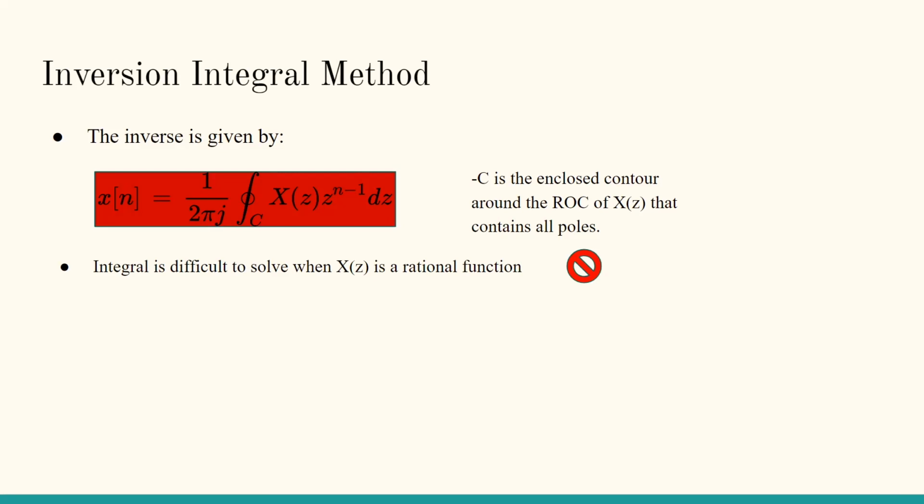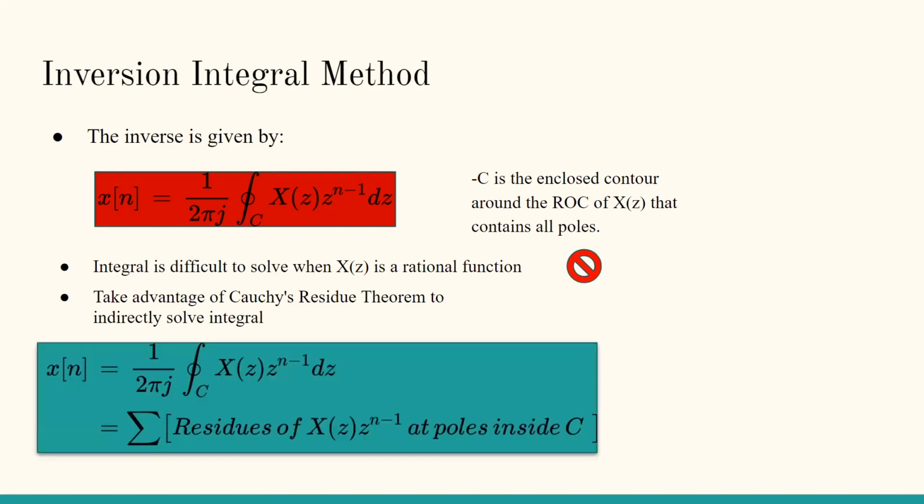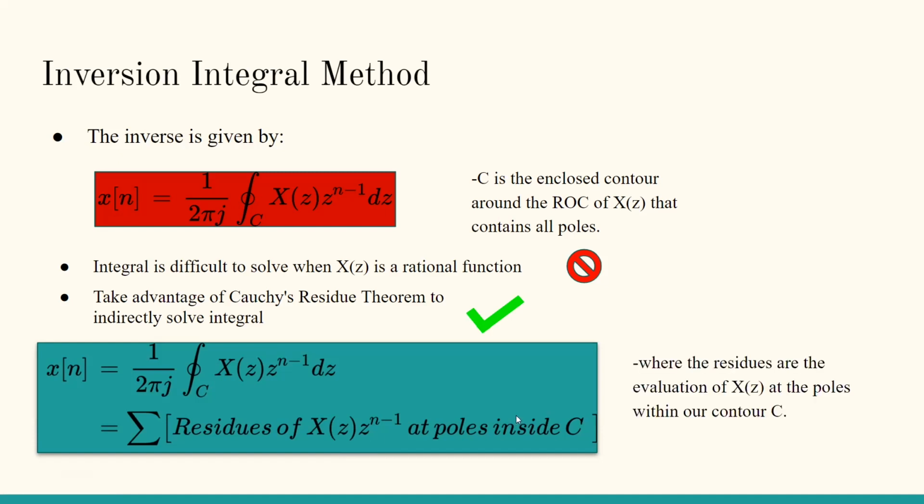And how do we simplify it to actually use this method? We can take advantage of Cauchy's residue theorem to indirectly solve the integral. And his theorem states that we can sum up the residues of our z-transform multiplied by z to the n minus 1, and that will be the same as solving this integral. Our residues are defined as the evaluation of our z-transform at the poles within our contour. And so if we evaluate our z-transform at the poles of our contour and we sum up each of those terms, it is the same as solving this complex integral.